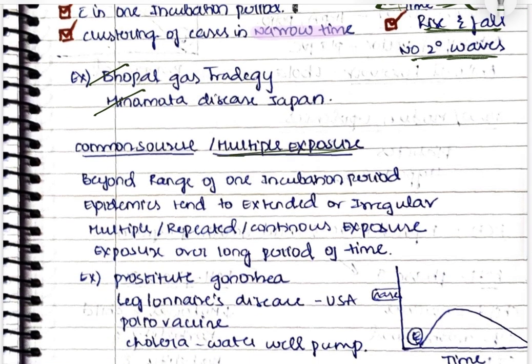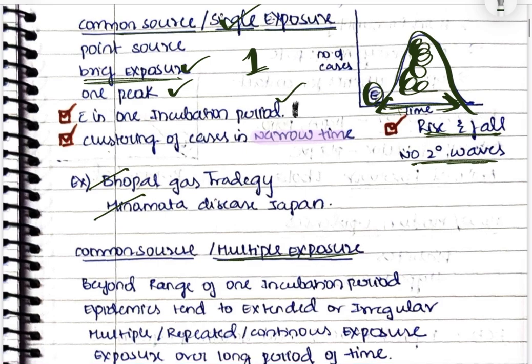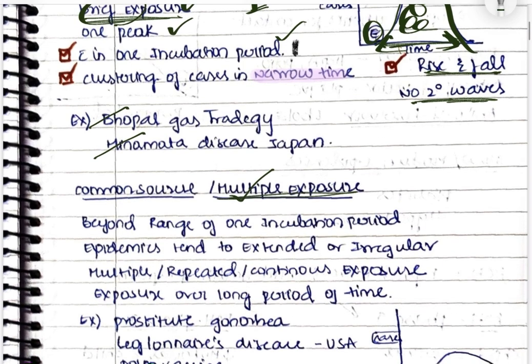So now write about the multiple exposure. So just write the opposite of it. Here you will be having single exposure, here you will be having multiple exposure. And here you will be having point source or the brief exposure, here you will be having repeated or continuous exposure. There is one peak, here an extended or irregular graph.